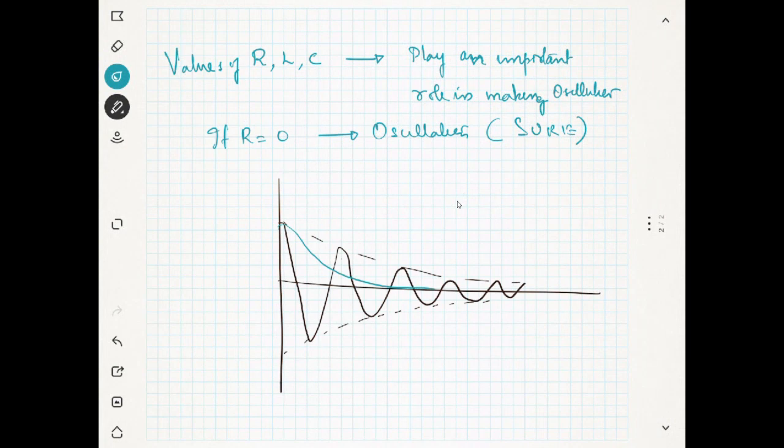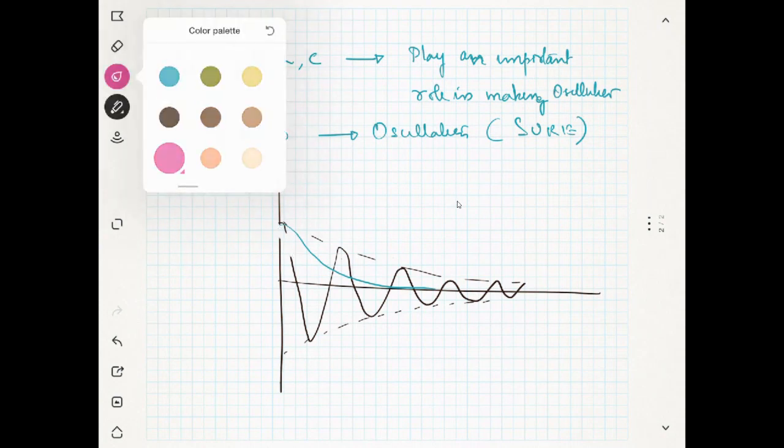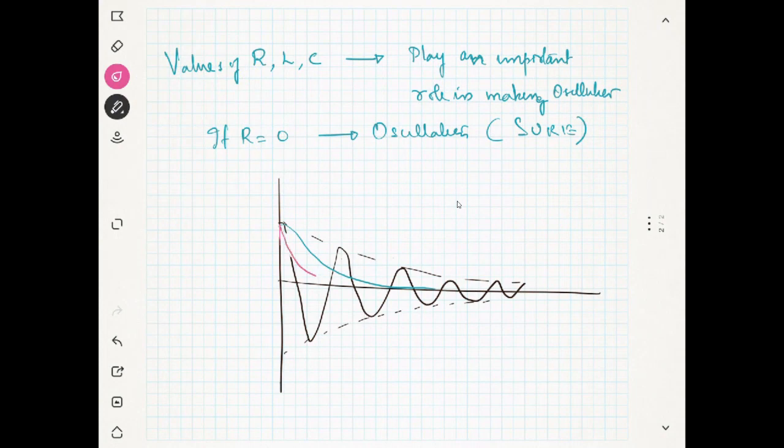Sometimes it will take a curve of hyperbolic sine. You know hyperbolic sine? Sinh. Have you heard about it? We will prove it. So it may take that kind of shape sometimes. Sometimes it will go like this also. So this kind of behavior can be expected according to the value of R, L, and C.